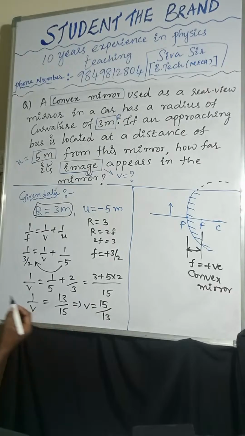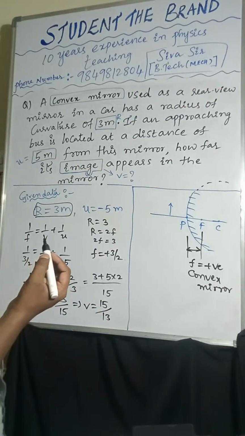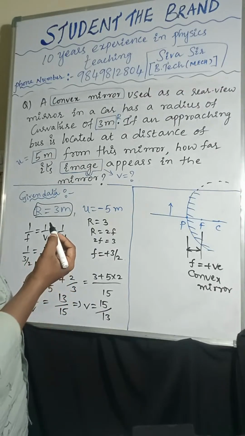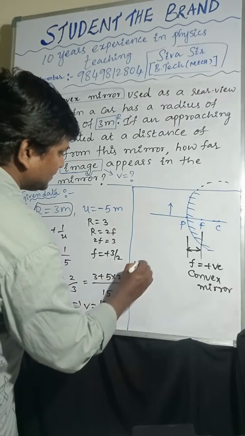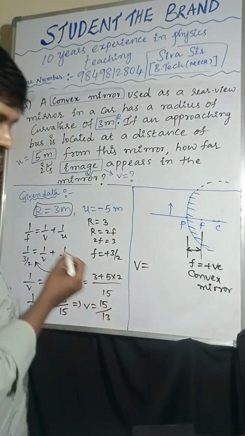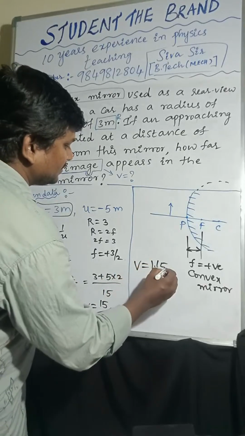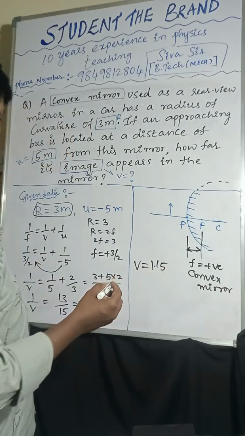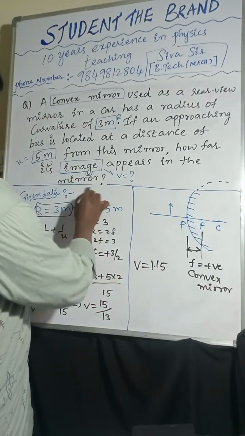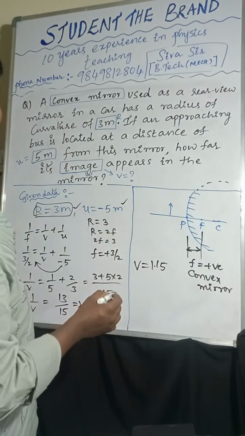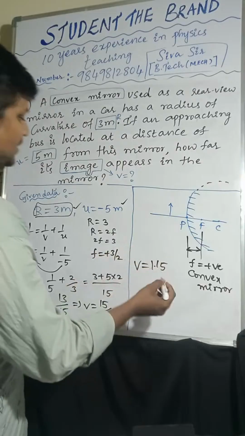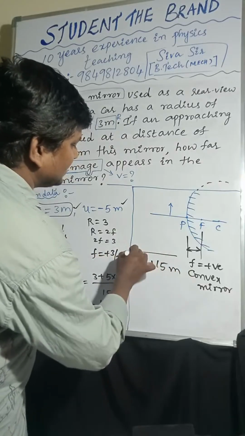So what is the v value? Can anybody say what the v value is? The v value is 1.15 meter, because the radius is in meter and the object distance is in meter, so everything is in meter. So this is the answer.